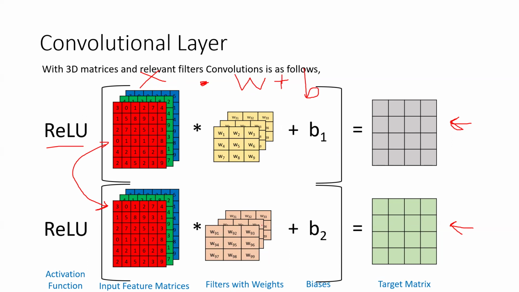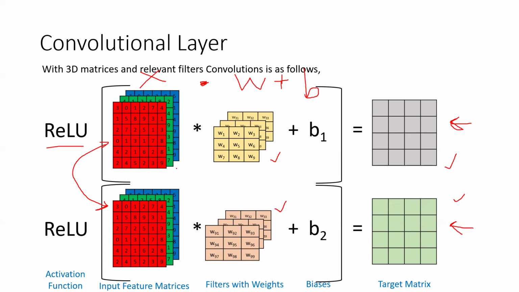So we do it for all the filters, for this filter and this filter, and we get two output matrices. So just remember what we have done, because we need this idea to continue.